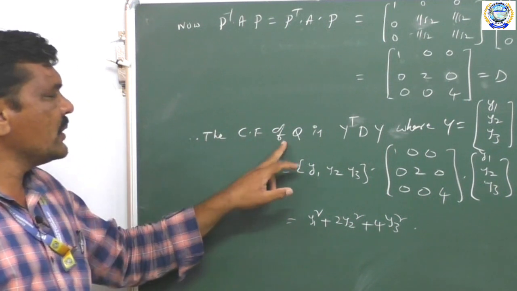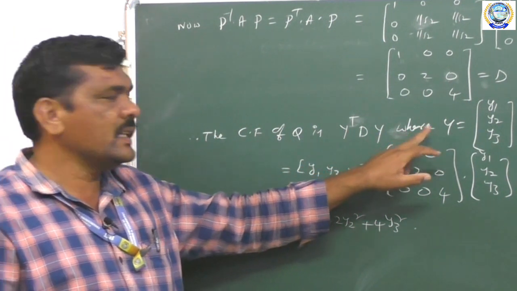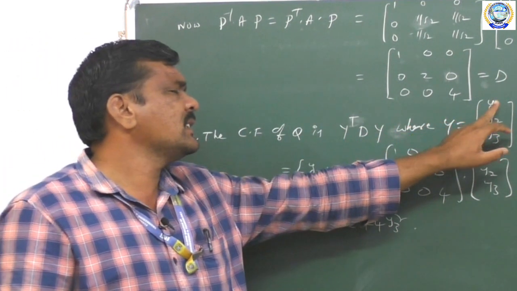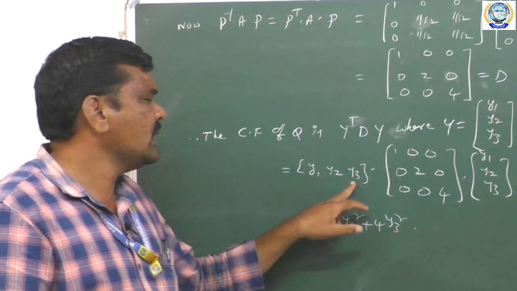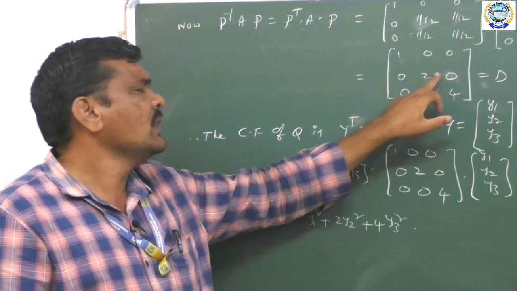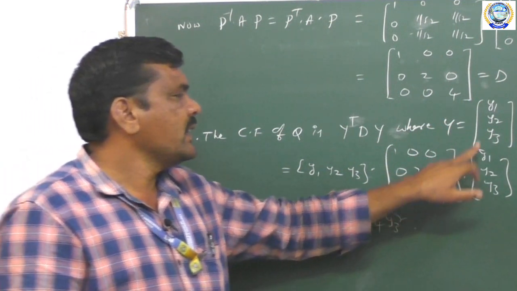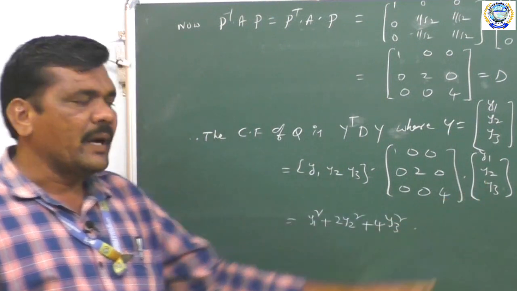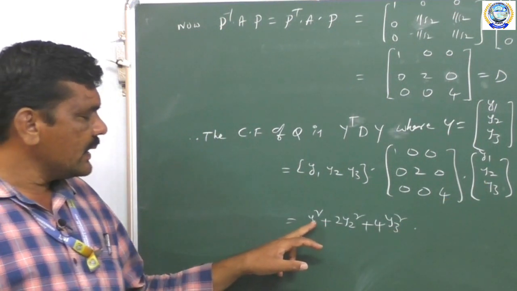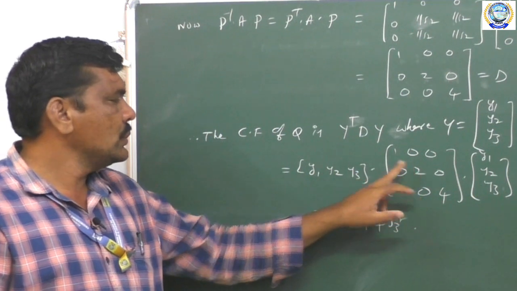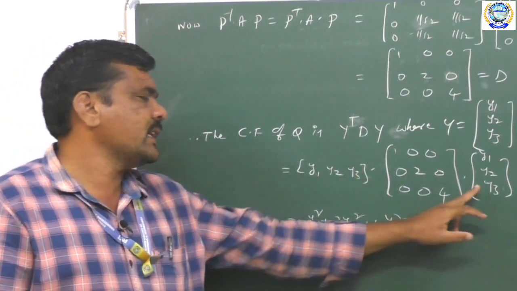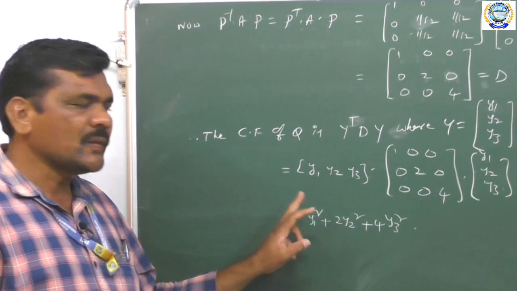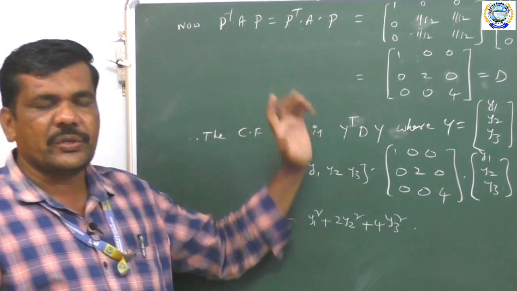Therefore, the canonical form of Q is Y transpose DY, where Y is the variable matrix y1, y2, y3. That is, Y transpose is the row matrix y1, y2, y3, and D is the diagonal matrix 1 0 0, 0 2 0, 0 0 4, and Y is the variable matrix y1, y2, y3. Multiplying these three matrices, we get the canonical form y1 square plus 2y2 square plus 4y3 square. This is the required canonical form or sum of squares form of the given quadratic form Q.